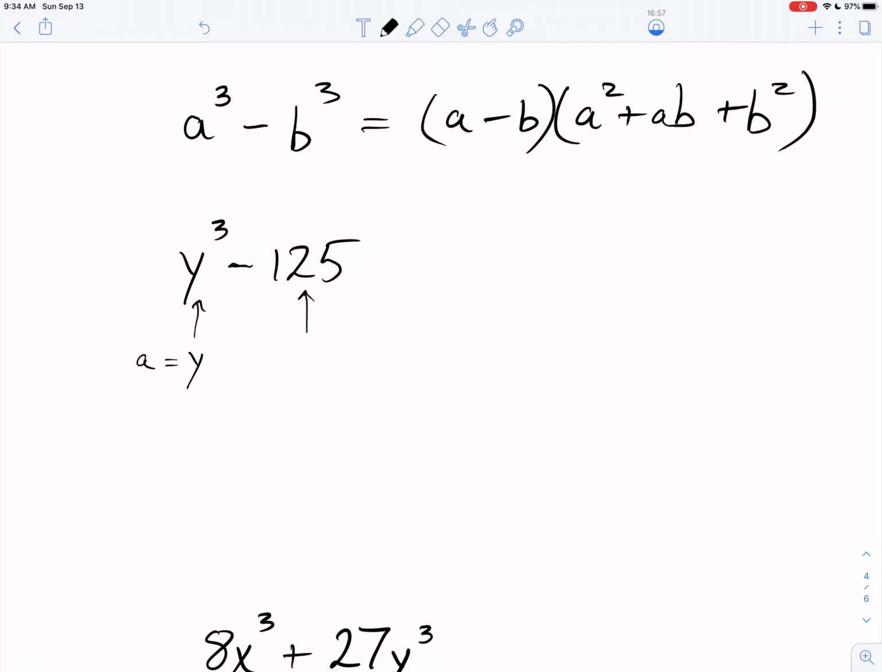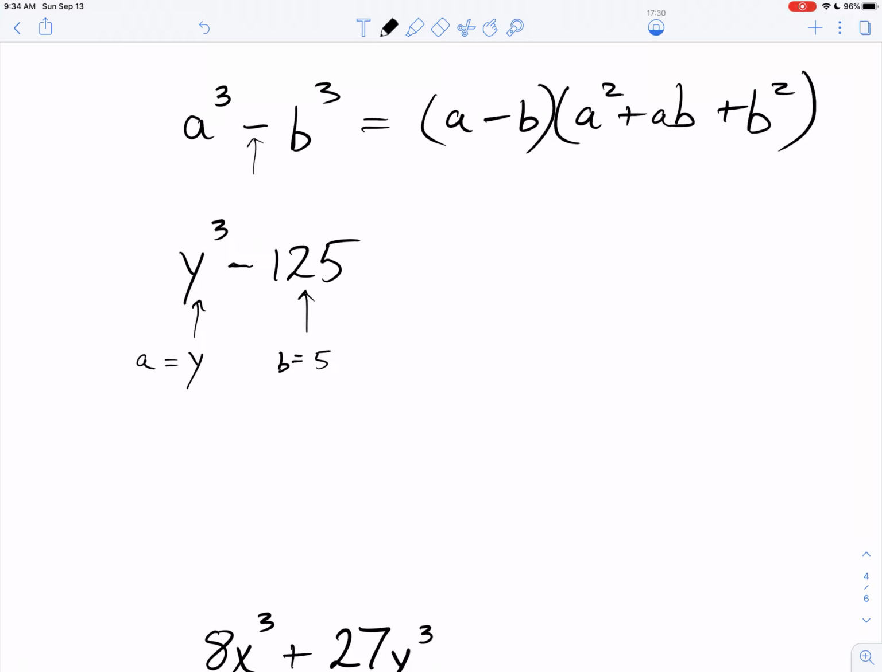Everywhere I see an a in that formula, I'm going to put the letter y instead. What times itself 3 times is 125? Well, 5. And if you don't know, I'll show you on the calculator a way you can check to see if something is a perfect cube right away. It's under the math button on your calculator, by the way, if you want to know. But I'll show you in class. Anyway, the thing is, I don't say b equals -5. I don't. See, the formula has this already built into it.